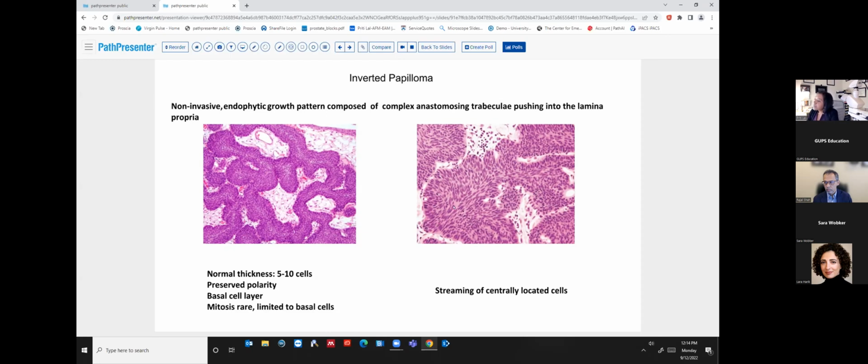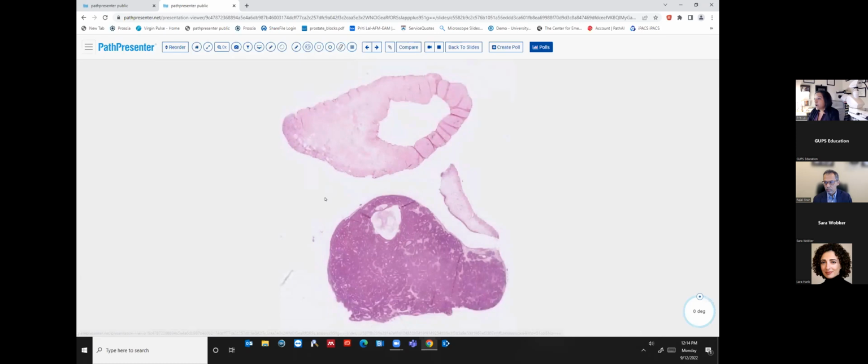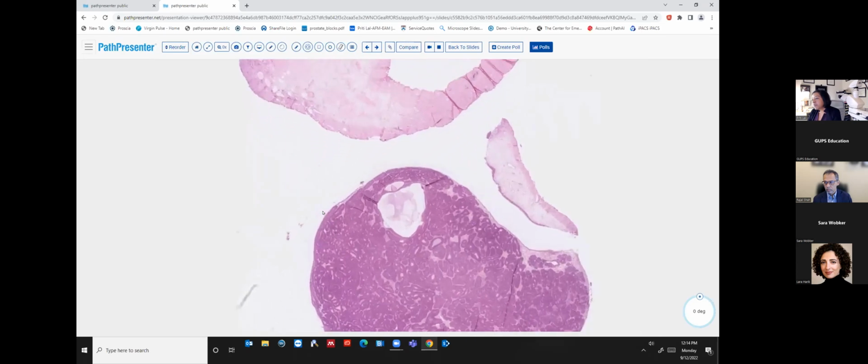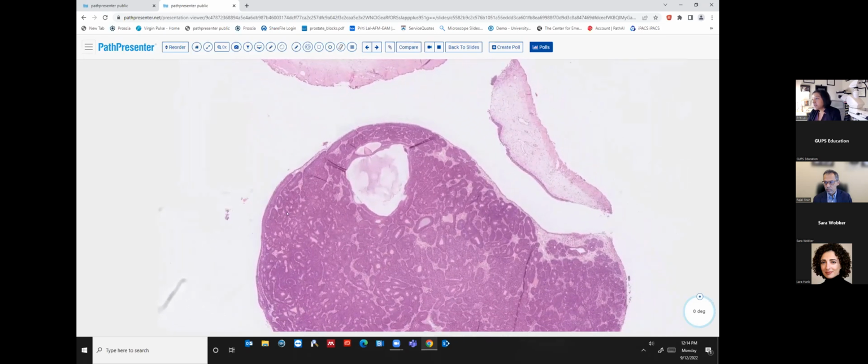Streaming of the centrally located cells is often seen, and you can even, in some examples, see it at very low power. Now, this is a demonstration of how you can drive your own slides in PathPresenter, and this is one of my cases in which I scanned in PathPresenter.